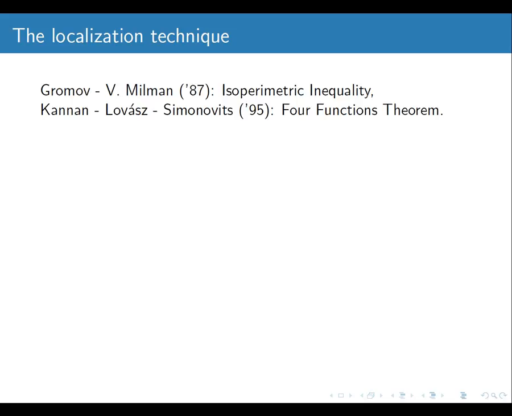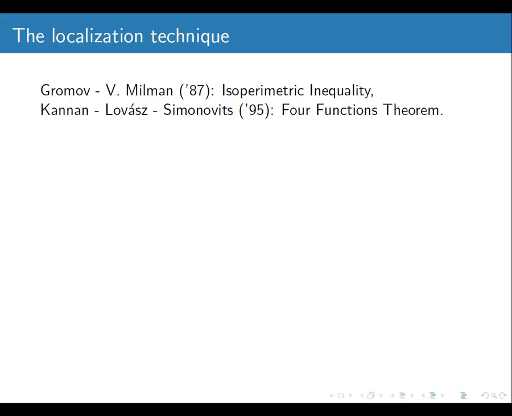So in a way, it was well known to that community that once you are able to localize the property of your space, and you are able to prove a one-dimensional isoperimetric inequality, then you are able to go back to the full-dimensional isoperimetric inequality.